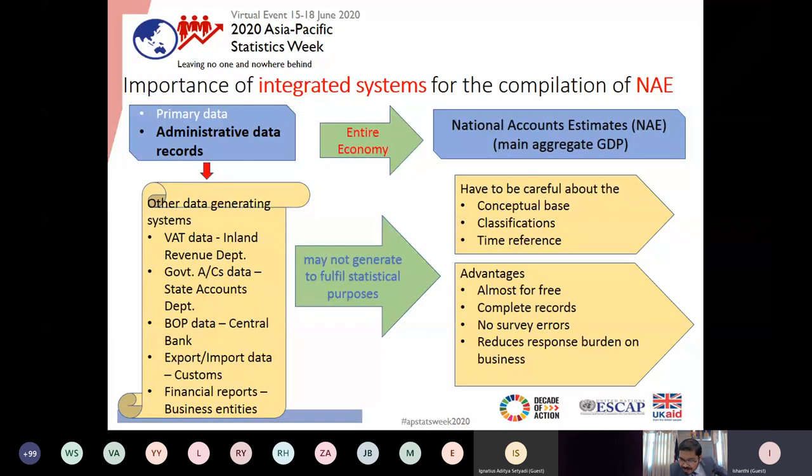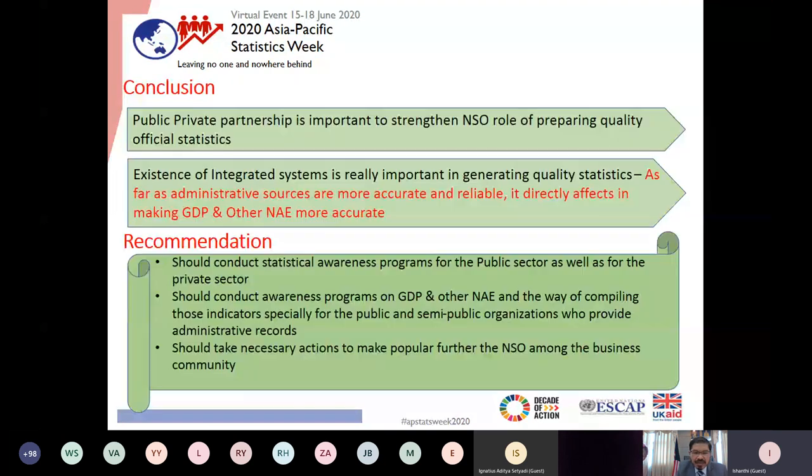These systems provide more reliable administrative data for the national accounts compilation process. DCS takes every possible action to keep the coordination and integration between these data generating systems in order to obtain administrative data records more accurately.